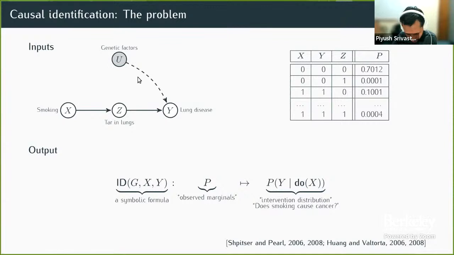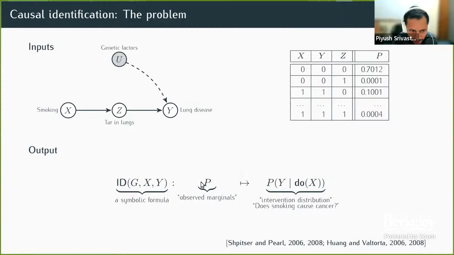So one thing I want to emphasize is that the goal here was to find an algorithm that outputs an algorithm, or a formula. The algorithm itself outputs a formula that will take as input the numerical P, the observed marginals, and then output the numerical value of the intervention distribution. So this is a very exact, or logical, sort of problem. And then there's a numerical part, which comes afterwards, of plugging in the observed marginals.